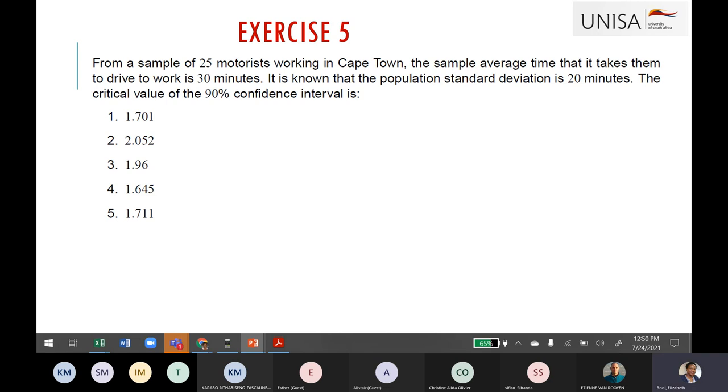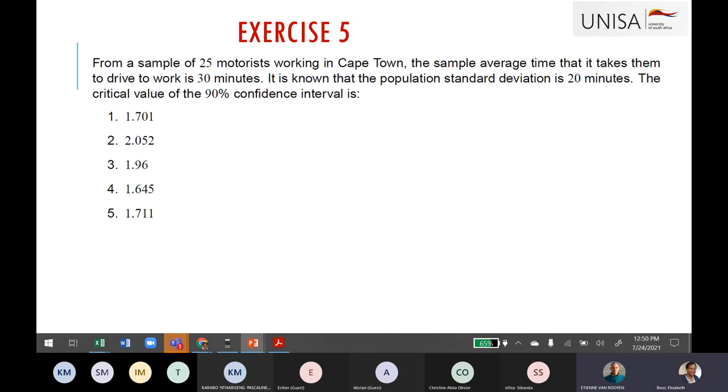So are you using Z or T for the critical value? Are you going to find T alpha divided by 2, or are you going to use Z alpha divided by 2? T. Why T? Well, you use T if sigma is unknown.